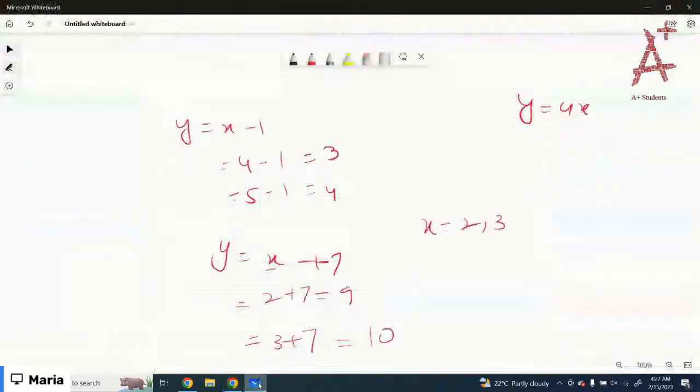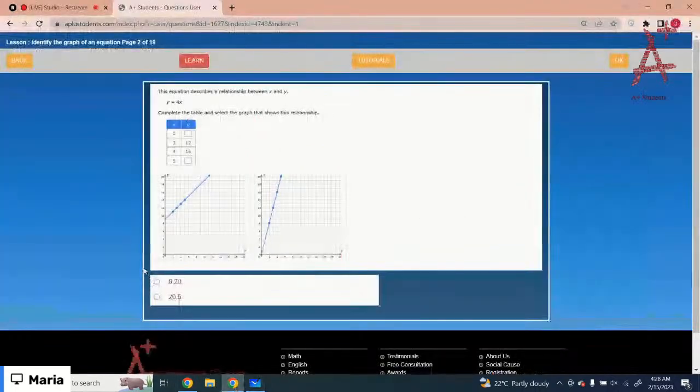Okay, let's just try x equals 2 and x equals 5. Got it? So the missing values are 4 times 2 is 8 and 4 times 5 is 20. Got it? So the missing values are 8 and 20. Option number 1 is the correct option.